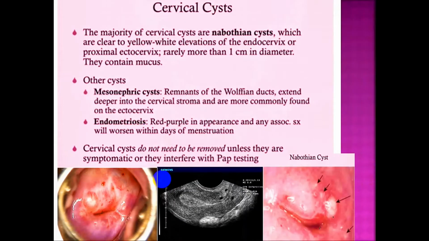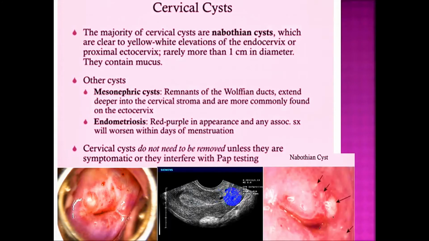The cervical cyst or Nabothian cyst. The majority of cervical cysts are Nabothian cysts, which are clear to yellow-white elevations of the endocervix or proximal ectocervix, rarely more than 1 cm in diameter. They contain mucus, as you can see here. This Nabothian cyst is clearly visible, as it appears by ultrasound.